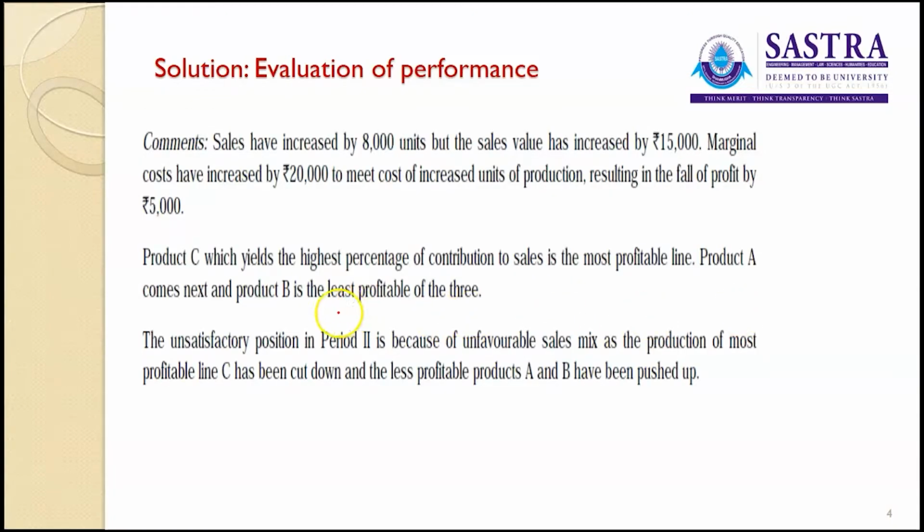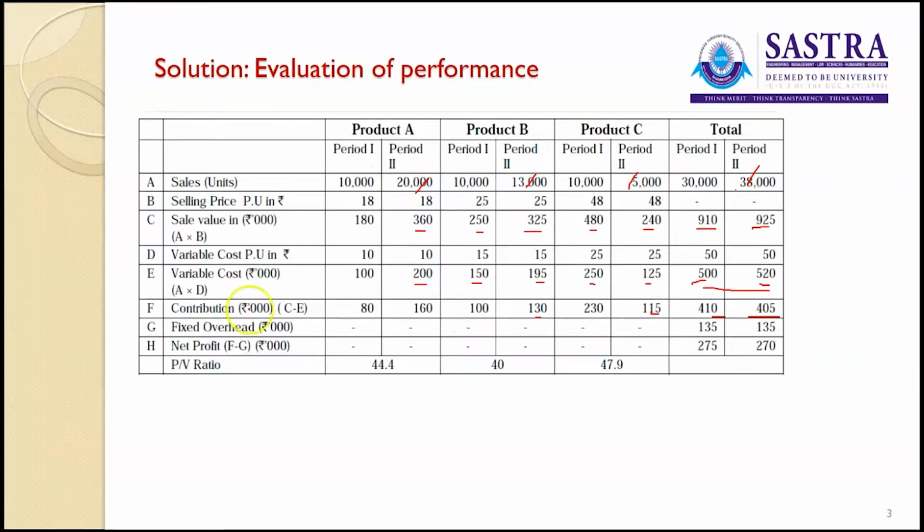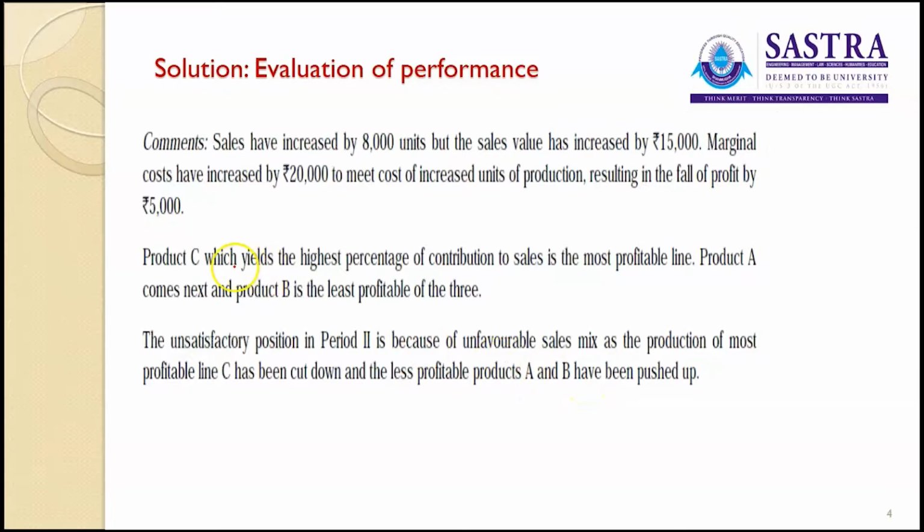That is written here. Now product A with C is yielding a highest contribution rate, and it is said to be the most profitable line. And again A is said to be the next and B is said to be the last. See to it. The highest contribution 47.9 is given by C, and next one is by A 44.4, and the last one is your product B, that is 40. That is the line it is given. Product C, which yields the highest percentage of contribution to sales, is the most profitable line, and product A comes next, and product B is said to be the least of all the three.